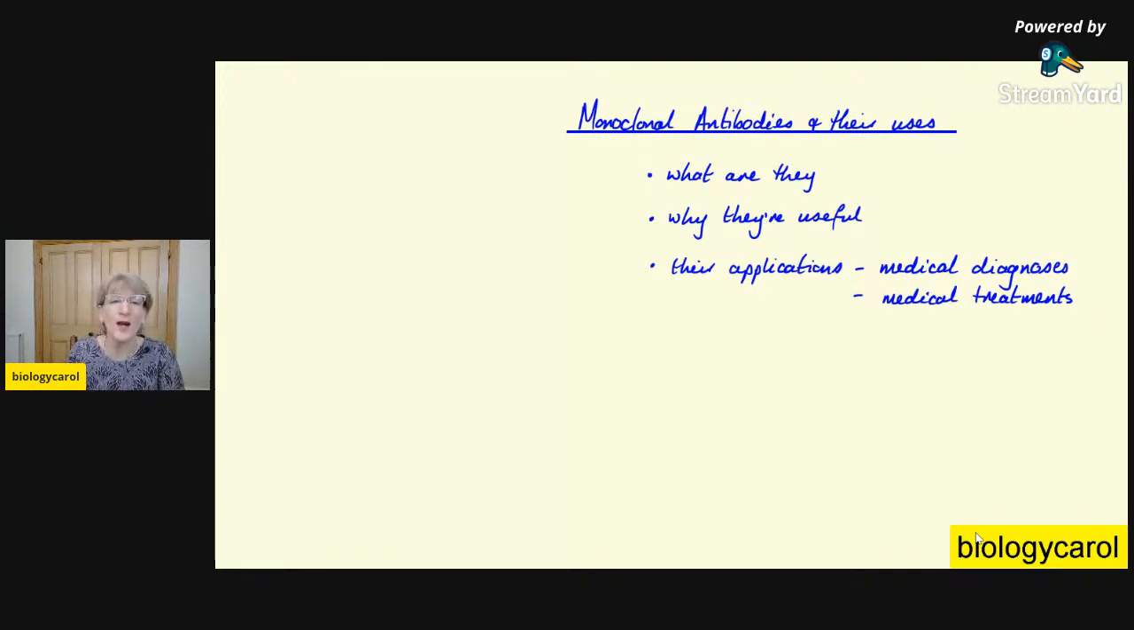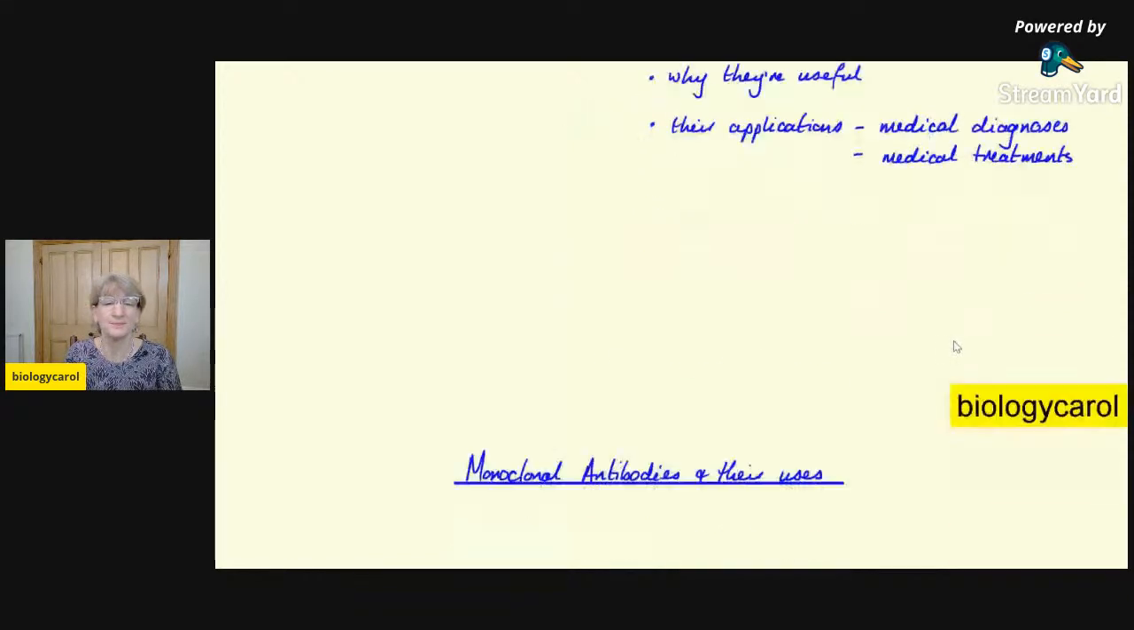So this is for AQA, and we're going to be talking about what monoclonal antibodies are, why they are useful, and some of their applications. In particular, with regards to medical diagnoses of cancer, for example, or for other conditions, so pregnancy, and medical treatments, how they can be used in medical treatments.